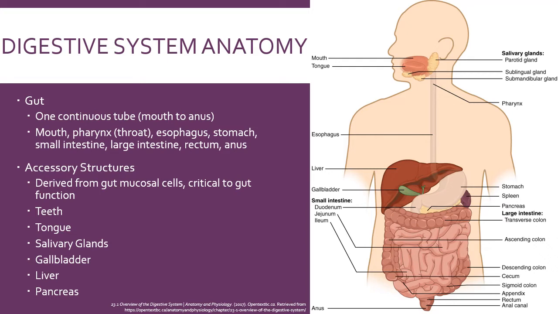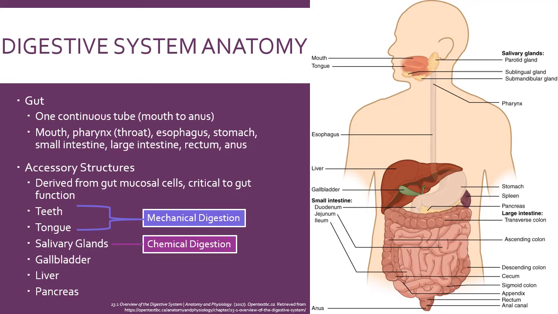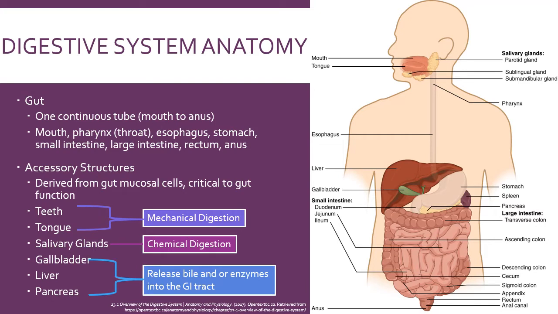At any rate, your gut consists of your mouth, your pharynx or your throat, esophagus, stomach, small intestine, large intestine, rectum, anus. There are several accessory structures that are derived from mucosal cells of the gut and are critical to the gut function. We've got the organs of mechanical digestion, the teeth and the tongue, and it's worth noting that, of course, some of the proper gut structures are involved in all these forms of digestion as well. Chemical digestion from the salivary glands, and then slightly different from chemical digestion, the gallbladder, liver, and pancreas all release bile or enzymes into the GI tract to further break down your food.